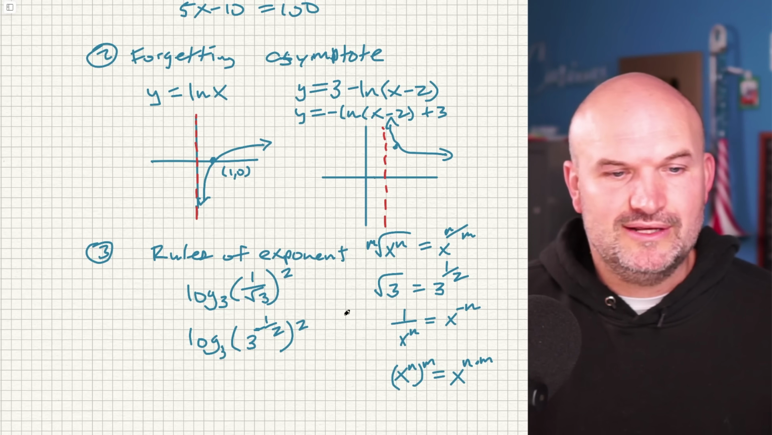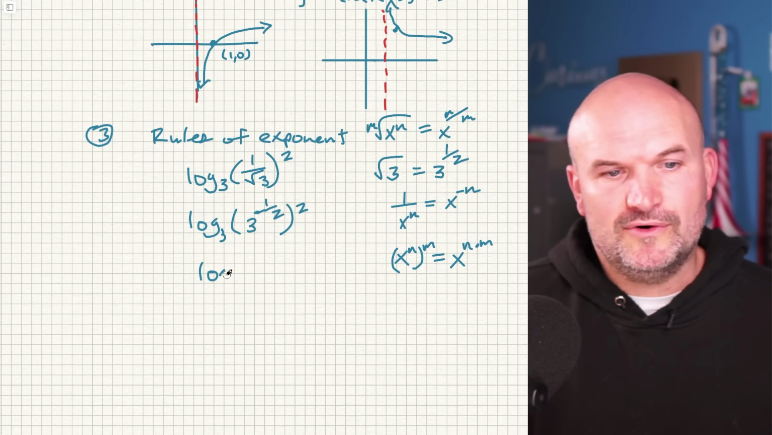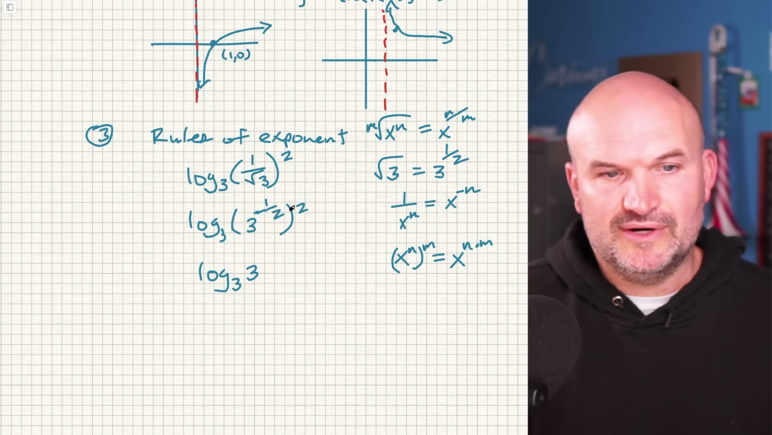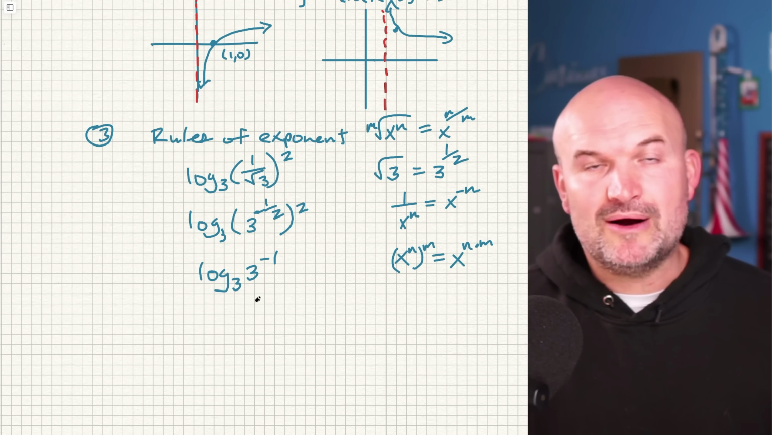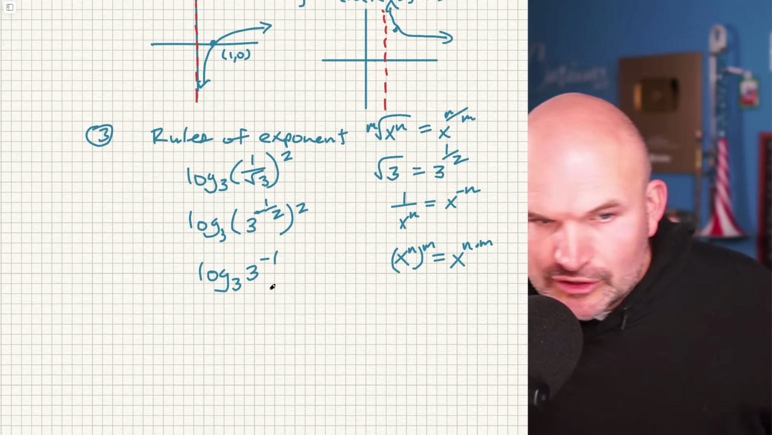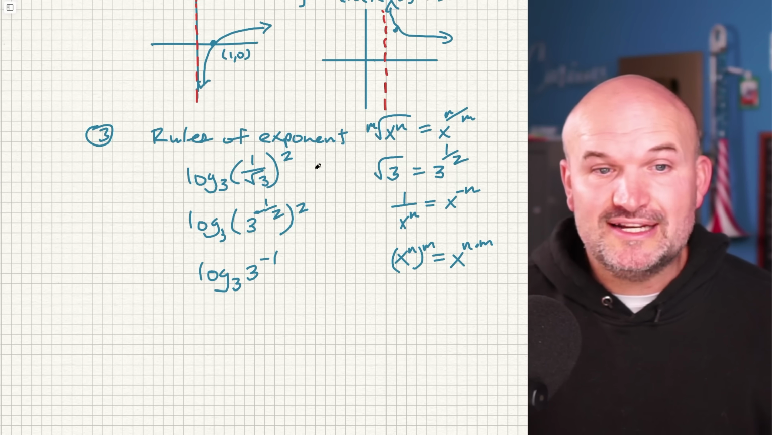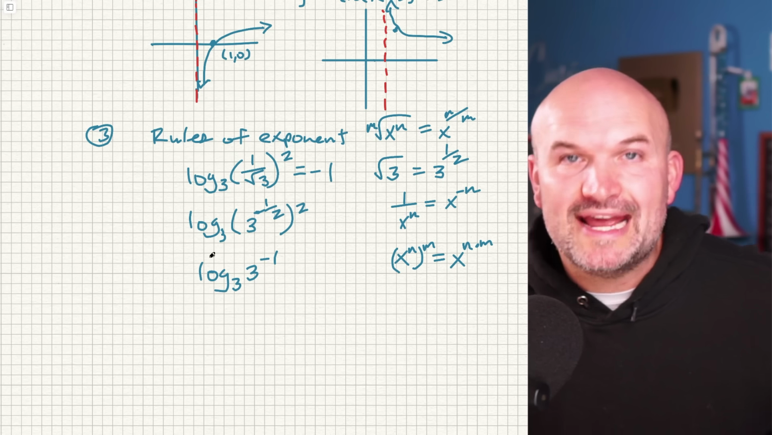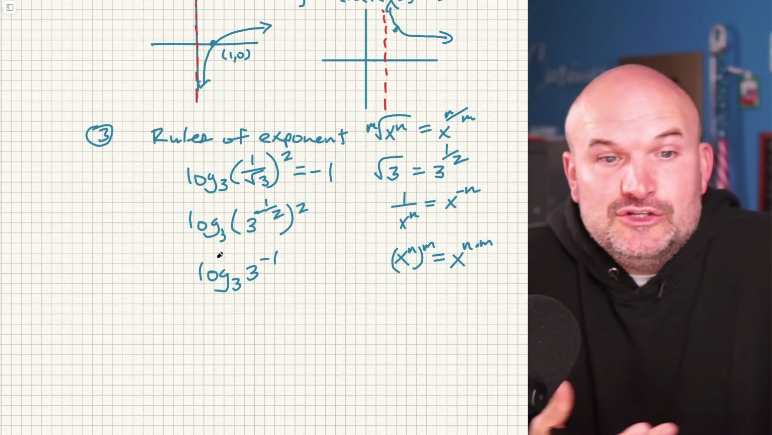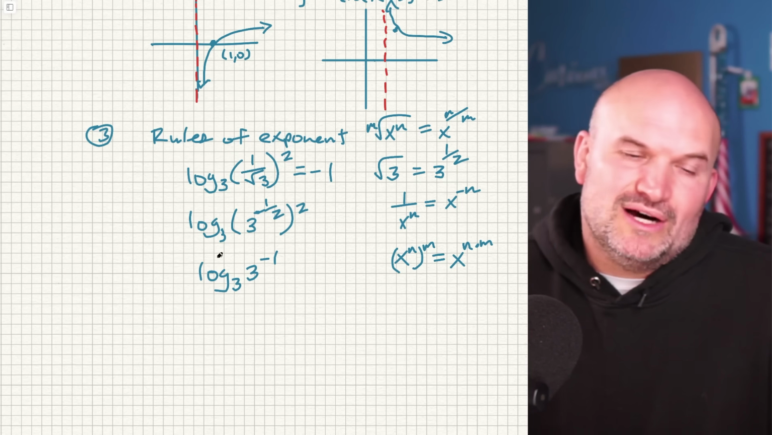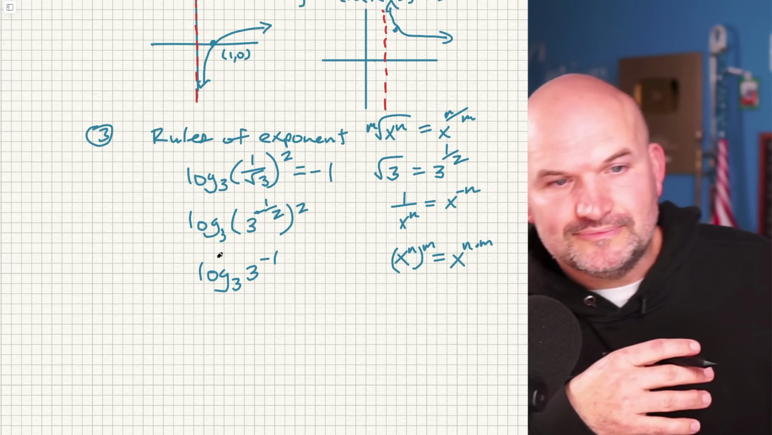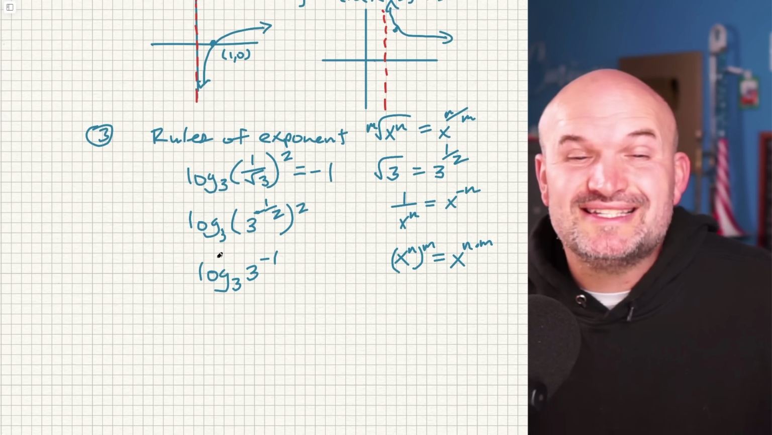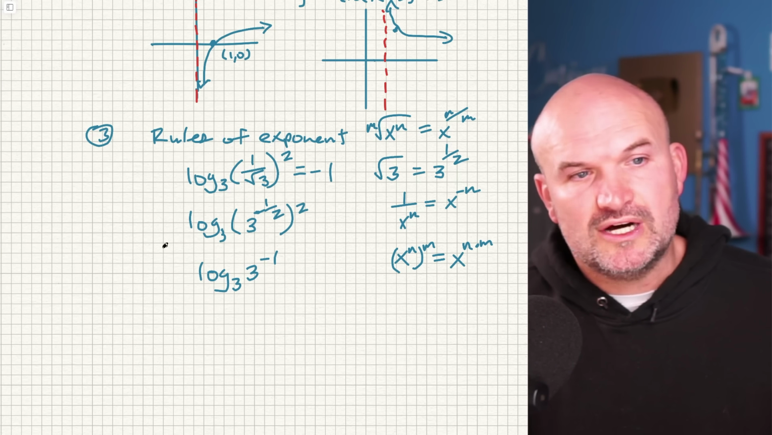So again, that's base 3. Therefore, now I have log base 3 of 3 to the negative first power. And hopefully you remember your rules of logarithms, and you can see, ladies and gentlemen, this can quickly and easily be evaluated as negative 1. I didn't use any rules of logarithms, well, I did at the end. But all I was doing was simplifying this using our rules of exponents.